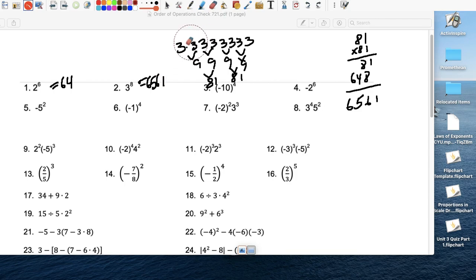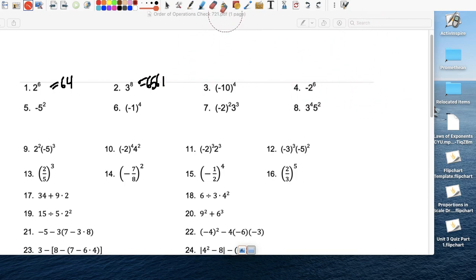So let me erase this. Negative 10 to the 4th power. Now this is going to be a positive, right? Because it's going to be negative 10 multiplied by itself 4 times. It's 4 negatives, even number of negatives. So it's just that.